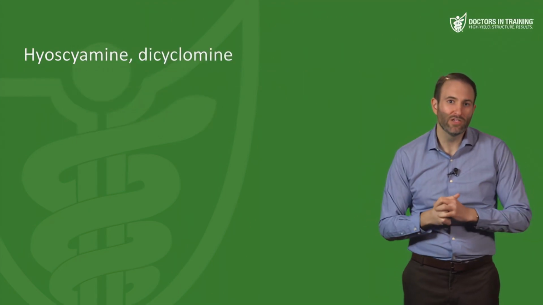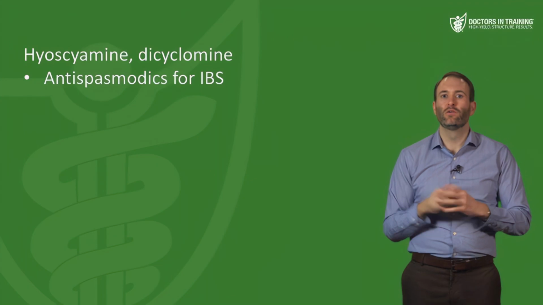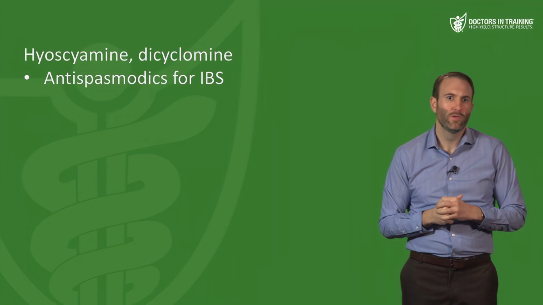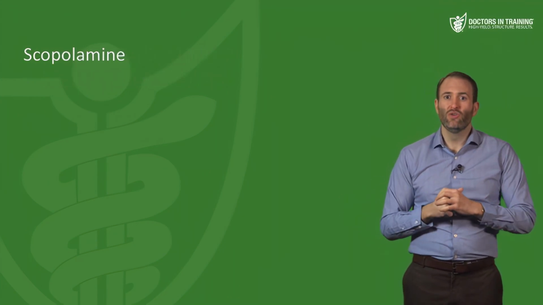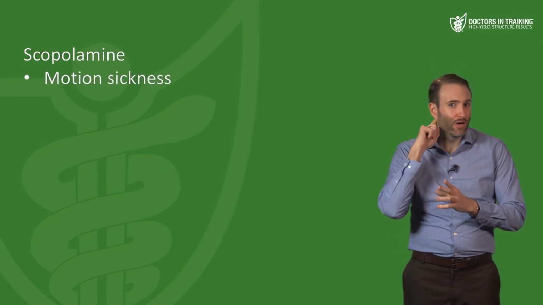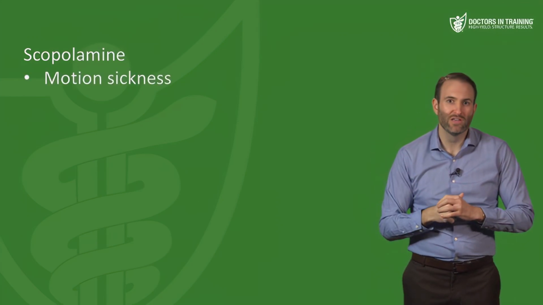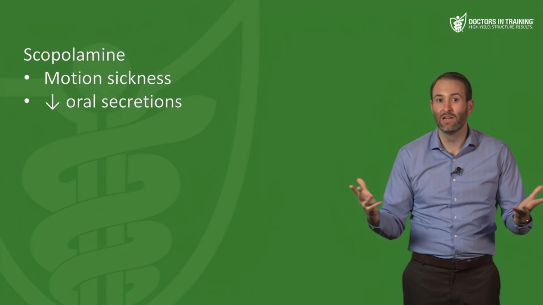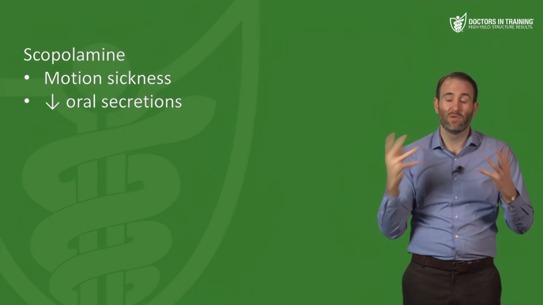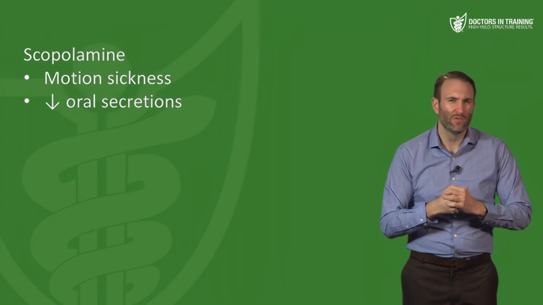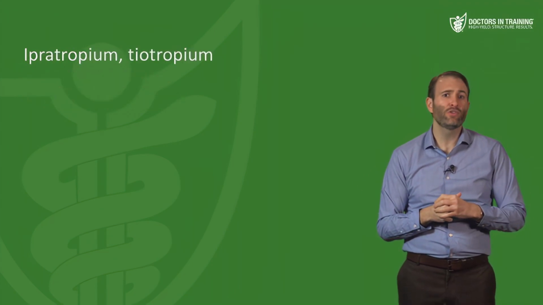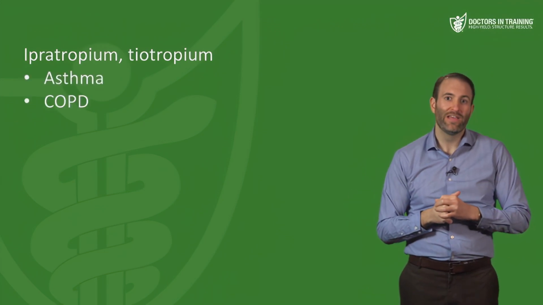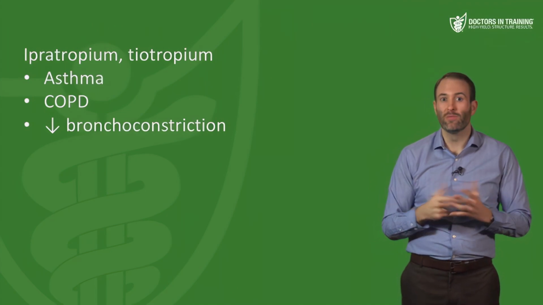Hyoscyamine and dicyclomine, so these are antispasmodics that are used for irritable bowel syndrome. So this will help with decreasing the painful cramping associated with IBS, irritable bowel. Scopolamine. Scopolamine is used in patch form that you put behind your ear, and its help is mainly with motion sickness. It's also helpful to decrease oral secretions, which can be used with patients who are mechanically ventilated over a long period of time, especially patients who can't clear their secretions very well, those that maybe have had strokes. Next, we have ipratropium and tiotropium. So these are actually inhaled drugs that can be used in asthma and COPD. They help decrease bronchoconstriction and can help open up the airways.